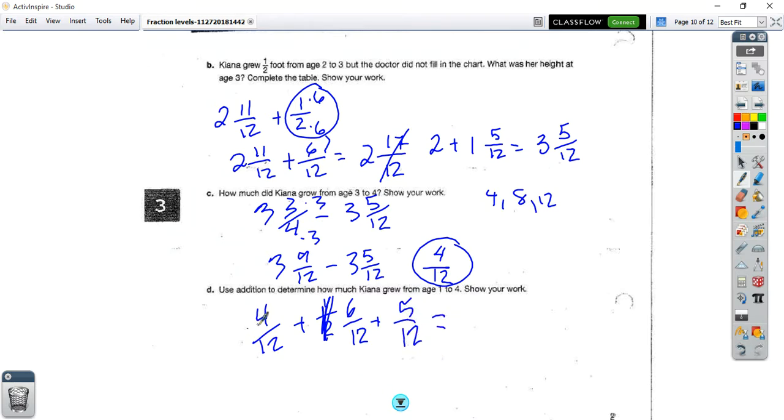So if we add it together, 4 plus 6 is 10. 10 plus 5 is 15. That's 15/12. So she grew 1 and 12, count up 13, 14, 15, so that's 1 and 3/12. So that would be 1 foot and 3 inches.